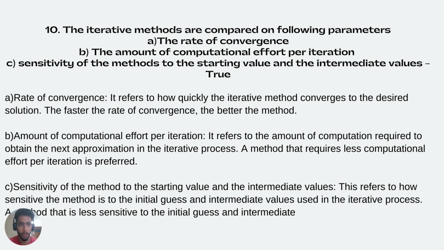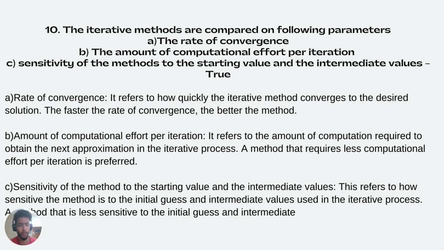The iterative methods are compared on the following parameters: rate of convergence, amount of computational effort per iteration, sensitivity of methods to the starting value, and intermediate values. As we have mentioned in all the former questions, while we are selecting our algorithm, while we are altering it, while we are looking for different solutions, there are various requirements in the system. Firstly, there are computational requirements. Secondly, the rate of convergence is also necessary. Thirdly, sensitivity of the methods is also necessary so that it doesn't take a toll on your system.